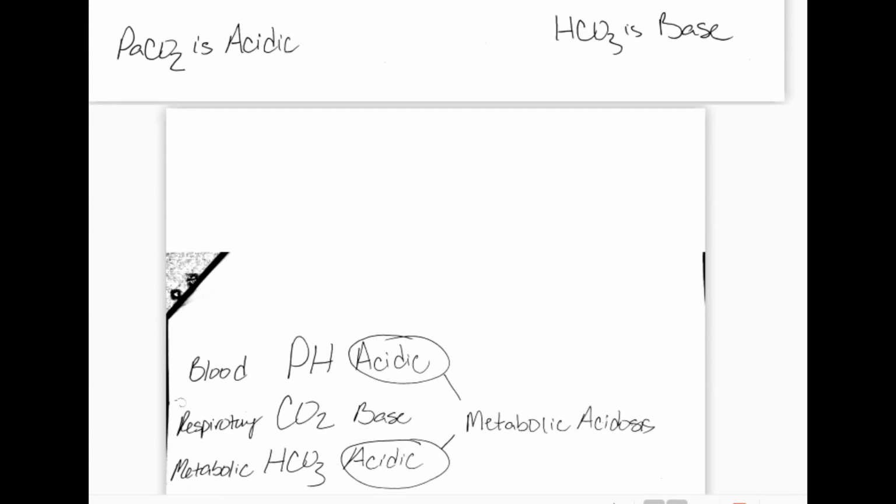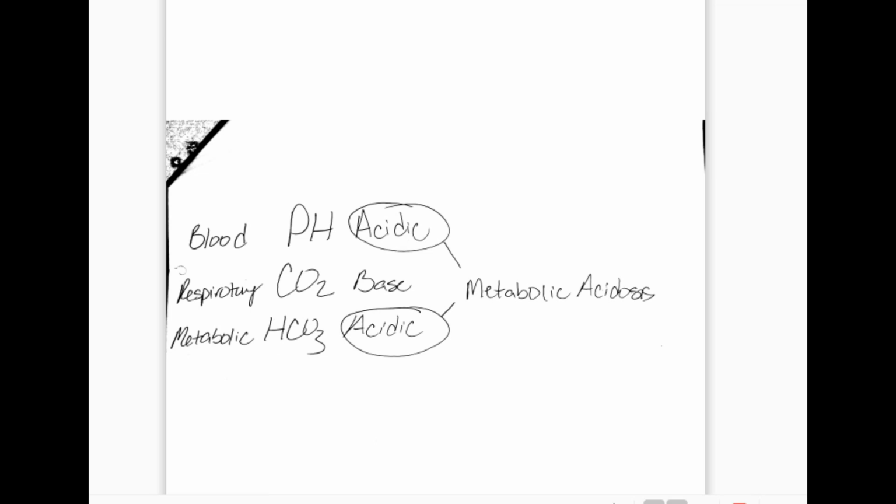Now, let's scroll down and I'm going to show you how I can recognize whether it's going to be respiratory acidosis or respiratory alkalosis versus metabolic alkalosis or metabolic acidosis. Like I said, our blood is going to be the main focus of ABGs. So once I've determined what my pH is, is it acidic or is it alkaline? In this example, I've determined that my pH is acidic. So now I'm trying to figure out what is the culprit. Who's throwing my pH out of whack?